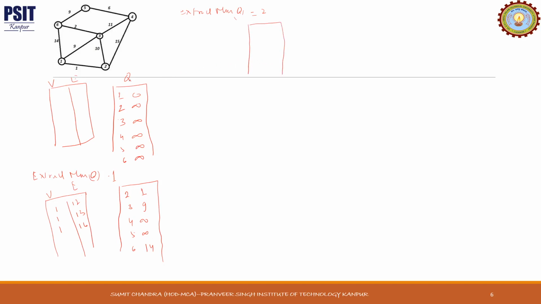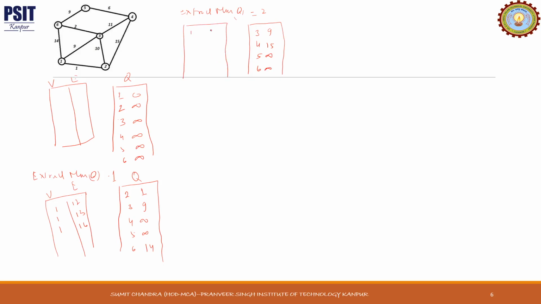So now we'll see neighbors of 2. Neighbor of 2 is 3. Here weight of 3 is 9, here weight of 3 is 10. So 3 is already having smaller weight, so we'll do nothing. Neighbor of 2 is 1, but 1 is not in this queue anymore, so we'll do nothing. Neighbor of 2 is 4. So weight of 4 here is infinite, here it is 15, so we'll update it. So 3 remains 9, 4 becomes 15, 5 is infinite, 6 is infinite, and we'll update this also.